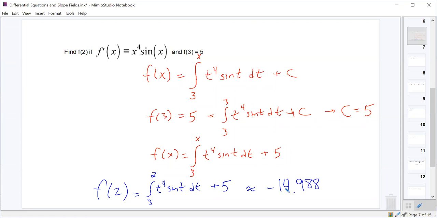So if you add the plus 5, negative 14.988. Yep. Other people agree there? Yeah. All right. Just make sure that your calculator is in radians, because there's a trig function in it. Otherwise, you're going to get the wrong answer. Any questions on that?